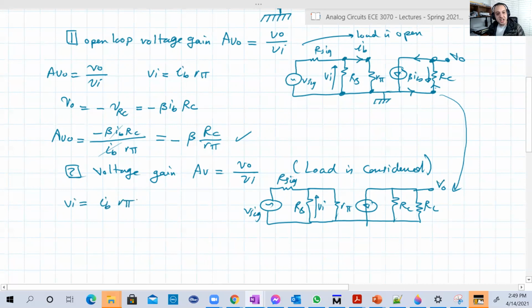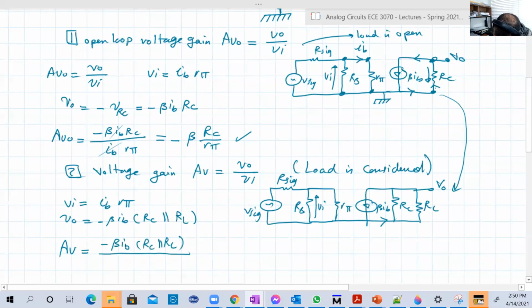But VO is going to change because beta IB is now flowing in both resistances. VO can be considered as beta IB multiplied by the parallel equivalent of RC and RL. So VO is now minus beta IB times RC parallel RL. So AV is minus beta IB RC parallel RL over IB RBI. Again, IB cancels with IB, so AV is minus beta RC parallel RL over RBI.